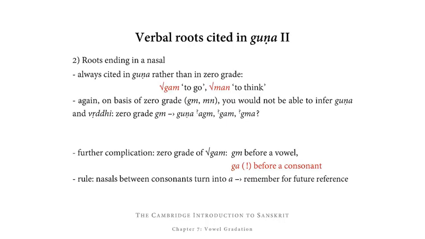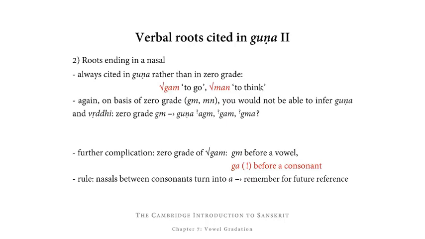Again, this happens because on the basis of their zero grade, you would not actually be able to infer their guna or their vritti. Why? Well, the zero grade of gam and man would be gm and mn respectively. So in order to get to the zero grade, you just remove the a. From gam you get gm, from man you get mn. And remember, the rule to get from the zero grade to the guna of a root is that you add a in front of the zero grade vowel.